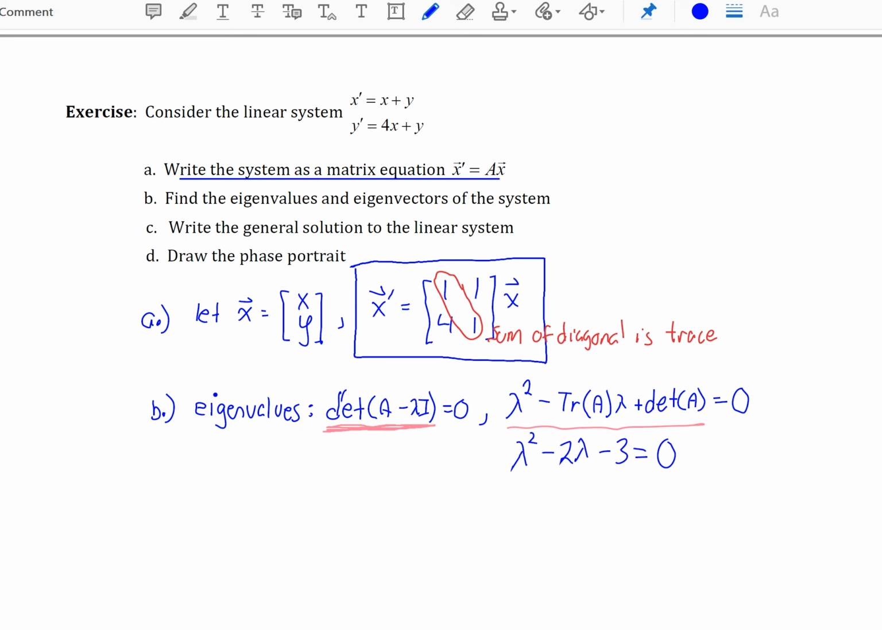Notice that our characteristic equation is factorable as lambda minus 3, lambda plus 1 equals 0, which gives us two eigenvalues. The first one, lambda 1, is equal to 3. The second, lambda 2, is equal to negative 1. Recall, it does not matter which order you write those.